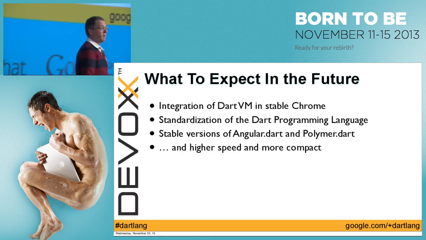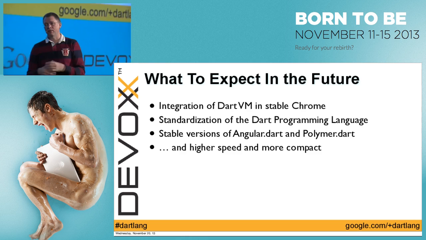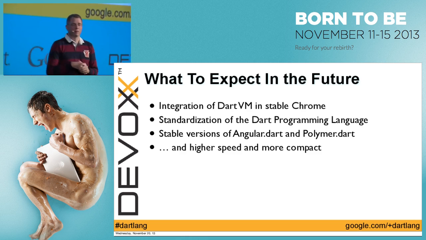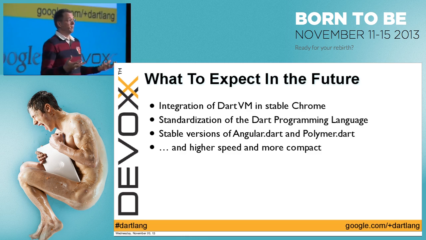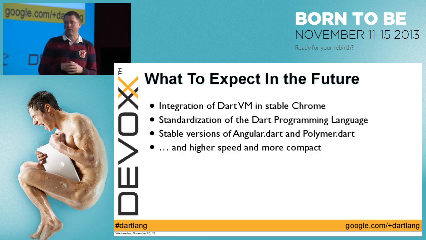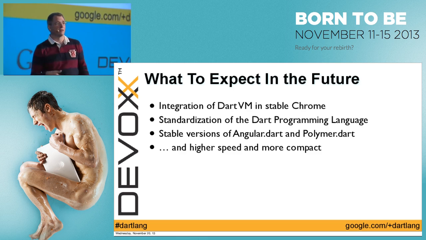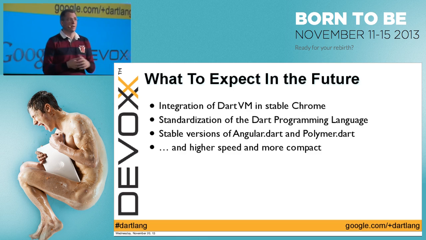So this is about 1.0, but it's always nice to put in some breadcrumbs for the future. I talked about how Chromium now has a variant with a native Dart VM. In the future, you'll see it inside Chrome. We're working hard on doing that.